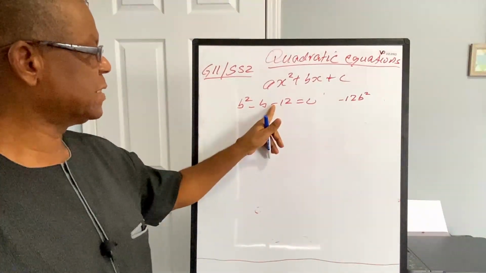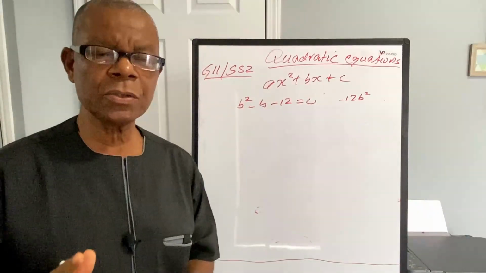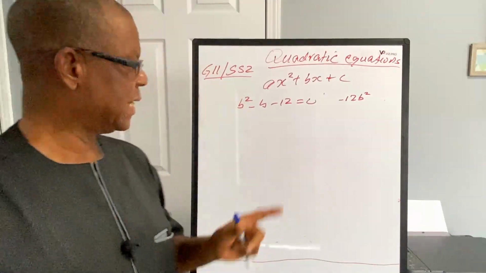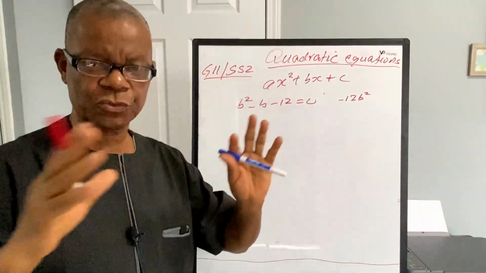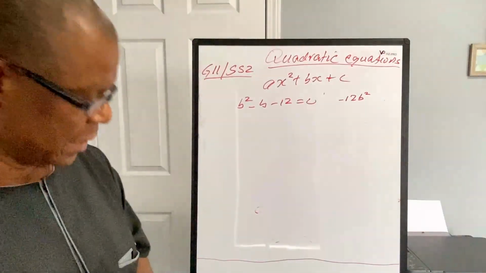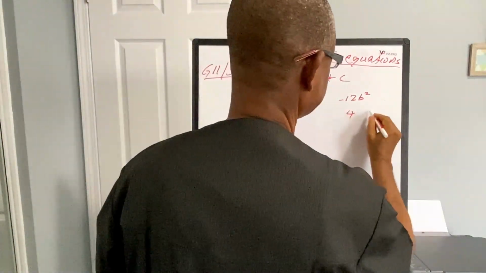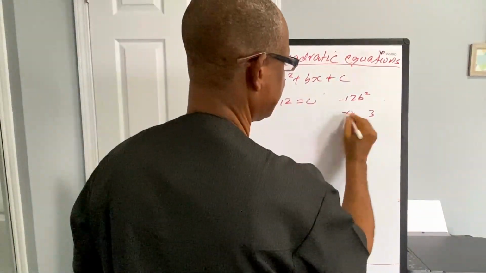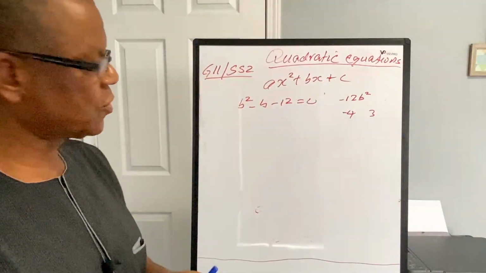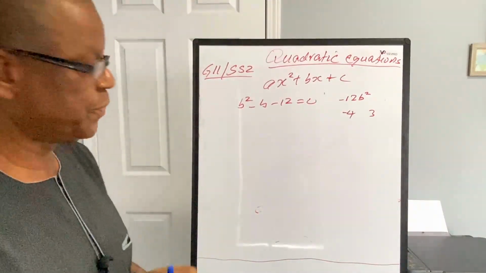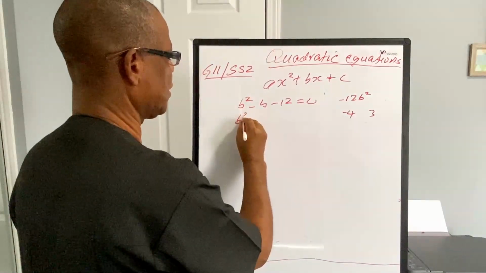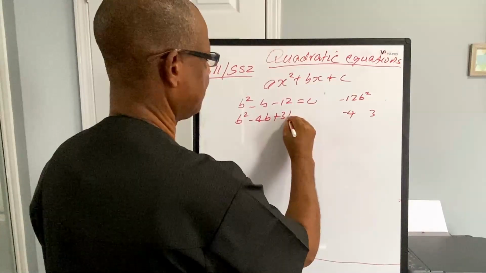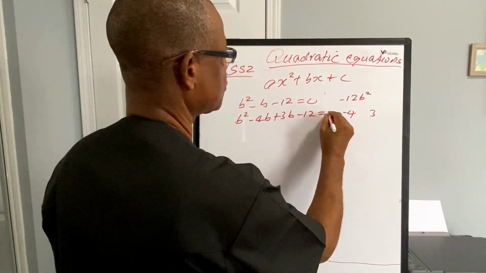And since this is negative and this is negative, one of the factors must be positive, while one will be negative. And since this is negative, the bigger out of the two factors will be negative. I suggest we have 4 and 3. Then the bigger will be negative, so this will be negative. We now substitute these two factors in the place of minus b. That will give us b squared minus 4b plus 3b minus 12 equals to 0.